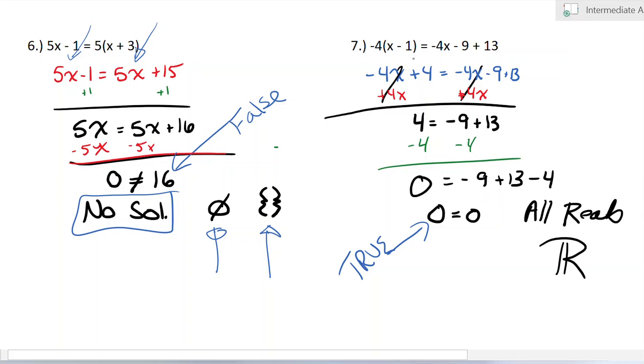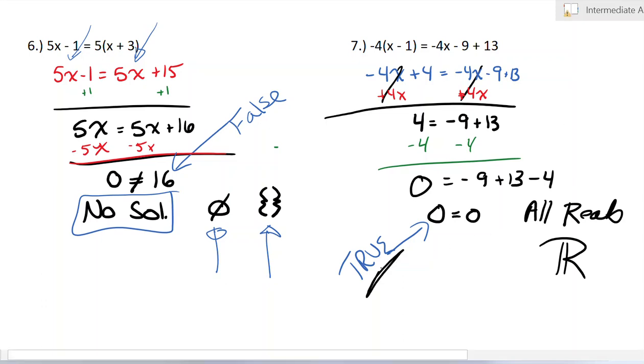Think about this. If I put in the number 2 right here, negative 4 times 2 is negative 8, plus 4 is negative 4. Negative 4 times 2 is negative 8, minus 9 is negative 17, plus 13, that's negative 4 again. You pick your own number and you'll see that it works out just the same way. So that means any single number would work.